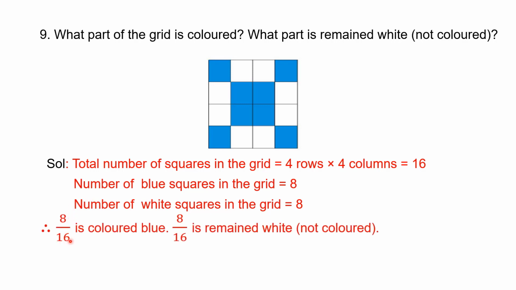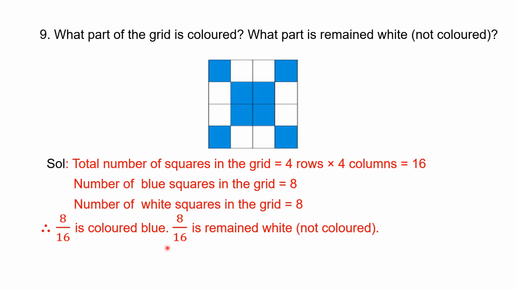8 by 16 is colored blue. Out of 16 squares, 8 are colored blue. So we can write it as a fraction, 8 by 16. 8 by 16 is remained white, not colored. 8 squares are not colored, they remain white only. So its part is 8 by 16. 8 out of 16.